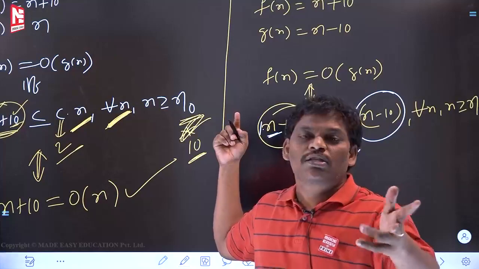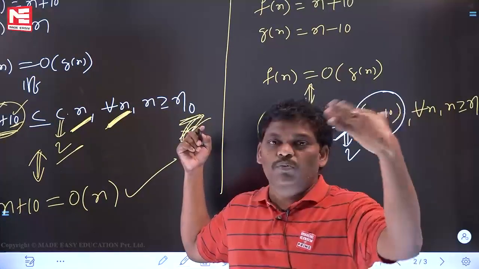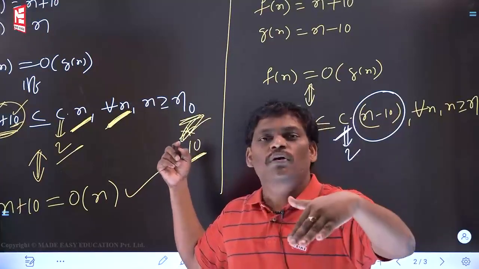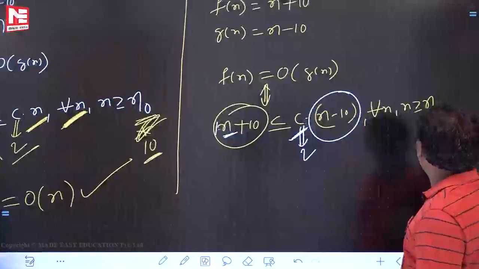Minimum N0 is 1. Start checking from 1, right? But 1 may fail, then go to 2. From which place onward this relation will hold good, that is called N0. Let's check here. Minimum N0 is 1. Let me try 1 onward.